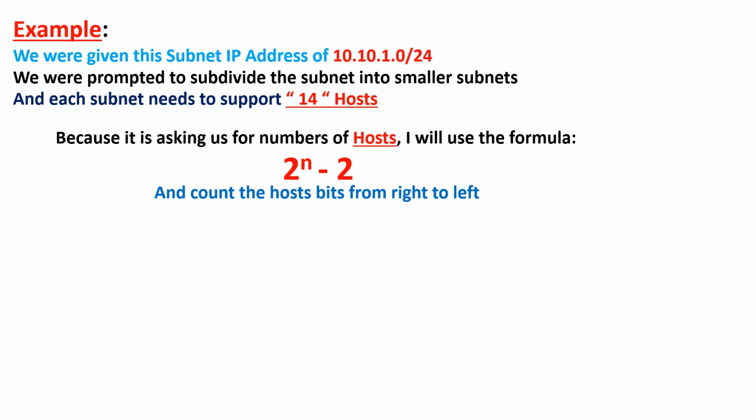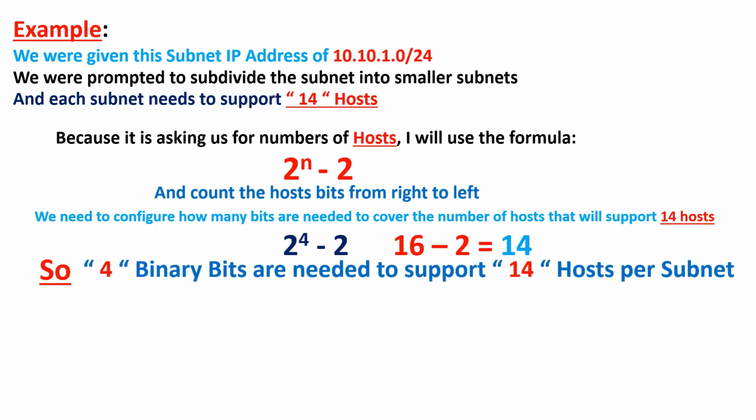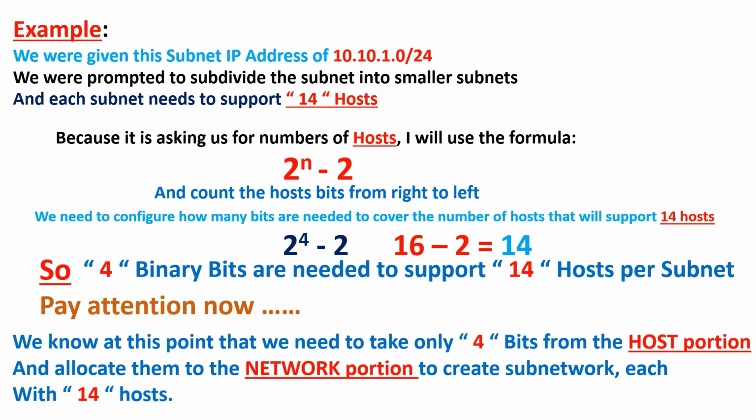And now we count the host bits from right to left. We need to configure how many bits are needed to support 14 hosts. 2 to the power 4 minus 2 gives us 16 minus 2, which equals 14, which is what we were prompted. So 4 binary bits are needed to support 14 hosts per subnet. Now pay attention here. At this point we know that we need to take only 4 bits from the host portion and allocate them to the network portion to create subnetworks, each with 14 hosts.